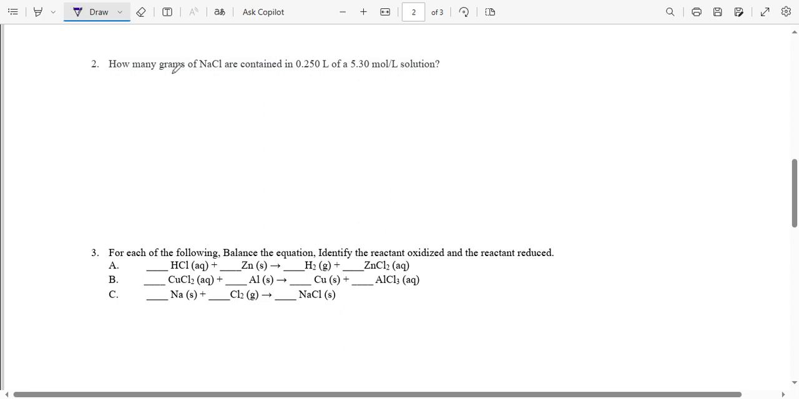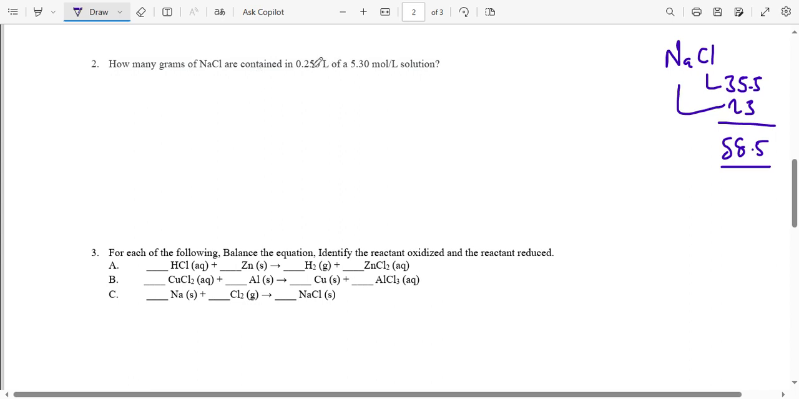Okay, next one here. How many grams of sodium chloride are contained in 0.25 liters of a 5.3 mole per liter solution? You want how many grams? First thing first, let's find the molar mass for sodium chloride. Chlorine is 35.5, sodium is 23, that is going to be 58.5.